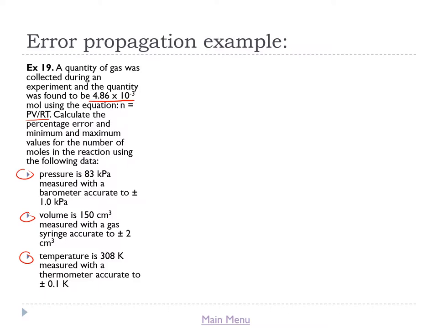So to do this kind of calculation, because we've got these mixed quantities, we're going to be looking at percentage uncertainties for each one. So the percentage uncertainty, remember, is the absolute uncertainty divided by the measured value. So for pressure, the percentage uncertainty for pressure, P, equals 1.0 divided by 83 times by 100 to make percent. Okay. And that comes to 1.205%. Note I'm keeping the four significant figures here, just so I don't lose accuracy by over-rounding.